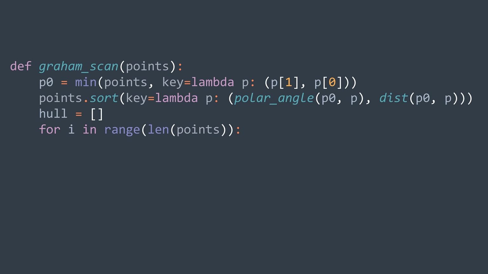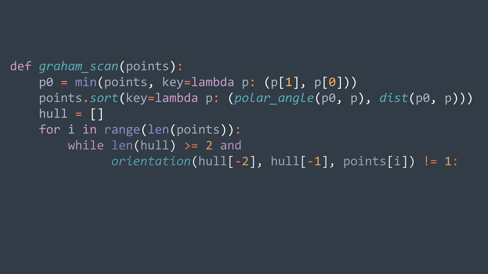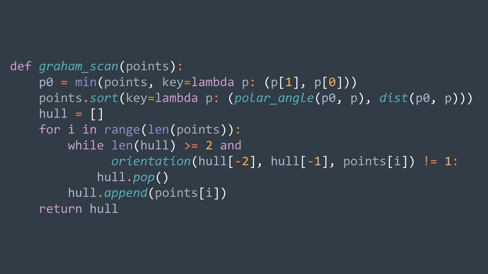We also need to make sure that there are at least 2 elements in the stack, otherwise we don't have a before last element. In code, we write while length of hull is greater than or equal to 2, and the orientation of hull of -2, hull of -1, and points of I is not 1. 1 means counterclockwise. We pop. After we finish popping, we just push the actual point on the stack and we continue, as we were doing in the example. After traversing all the points, we just return the hull. And that's how the Graham-Scan algorithm works.